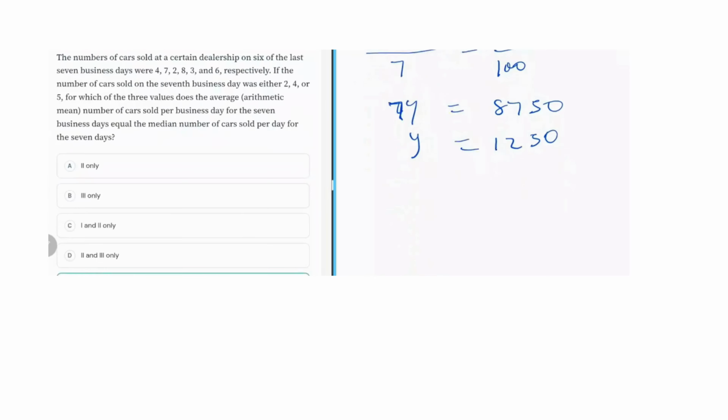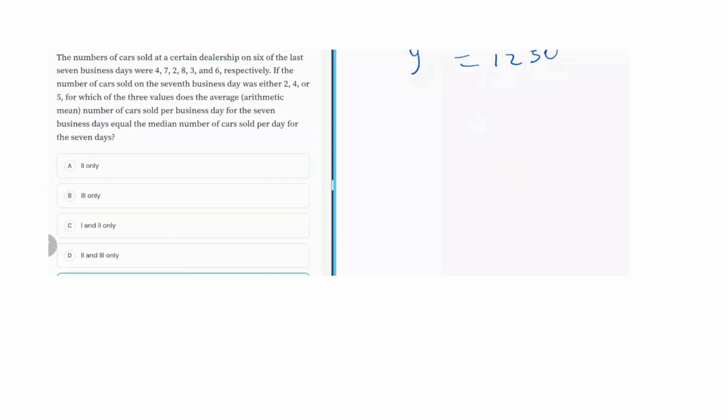Now, this is another question. It says the number of cars sold at a certain dealership on 6 of the last 7 business days were 4, 7, 2, 8, 3, and 6, respectively. If the number of cars sold on the 7th business day was 2, 4, or 5, for which of the 3 values does the average equal the median?